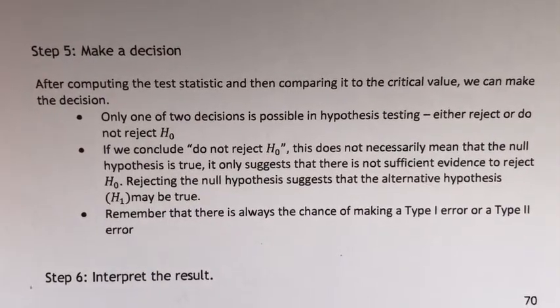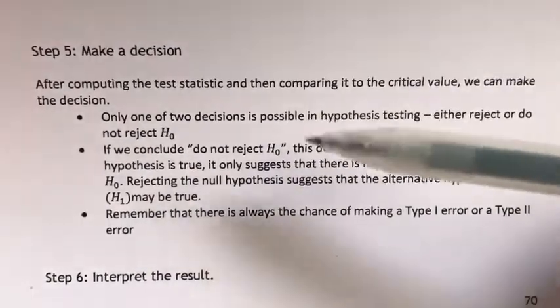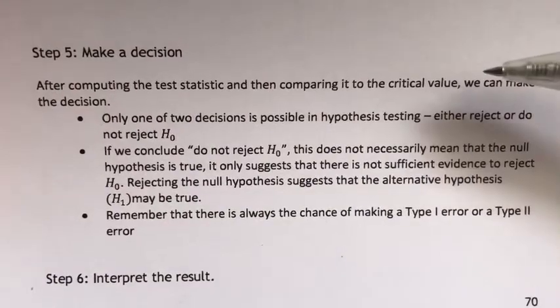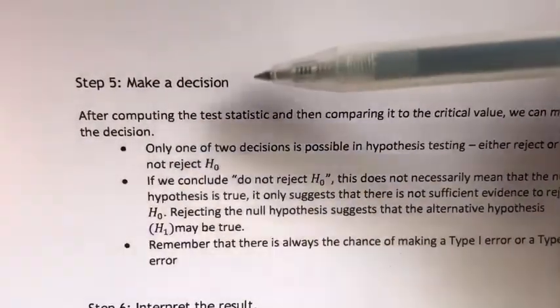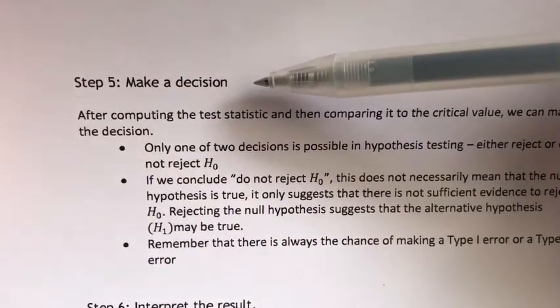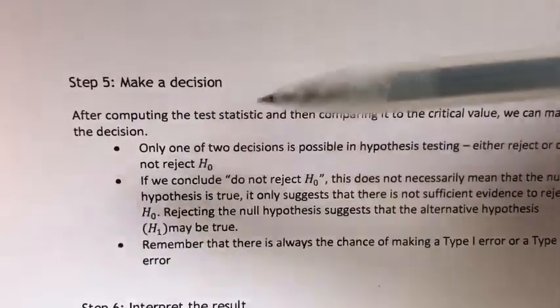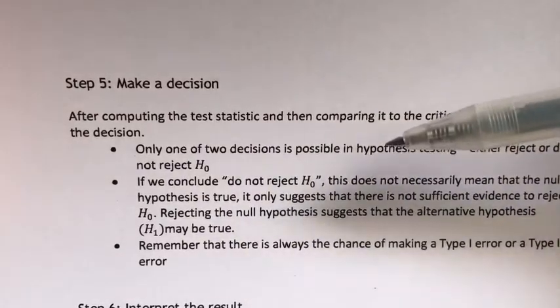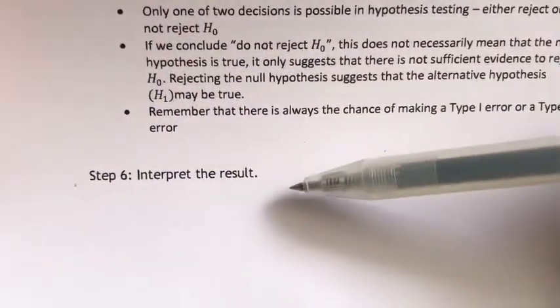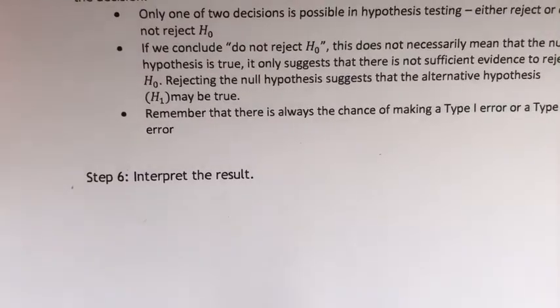So once we've calculated our test statistic and compared it against the critical value, we come to step 5 of hypothesis testing, which is to make a decision. The decision is either to reject the null hypothesis or to not reject the null hypothesis. And finally, step 6 is to interpret our results.